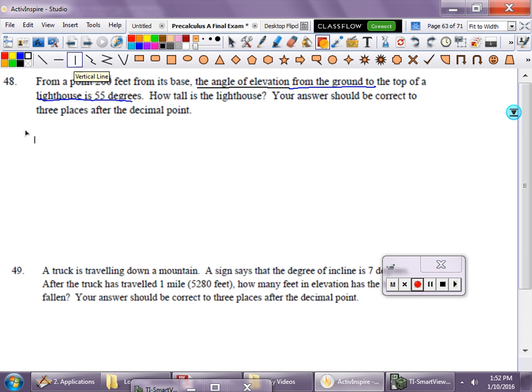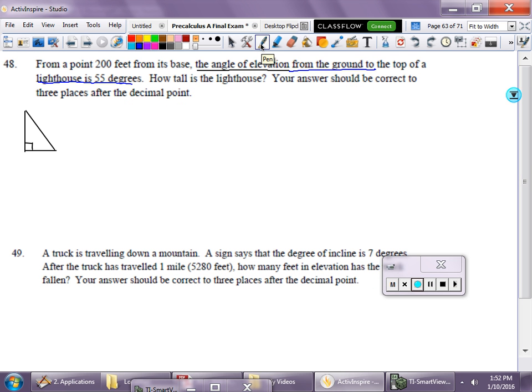A lot of people draw them differently, but we'll just label it as we go. We love right triangles, and we only know this because a lighthouse stands erect. So I've got the right angle indicator here. This is our lighthouse.